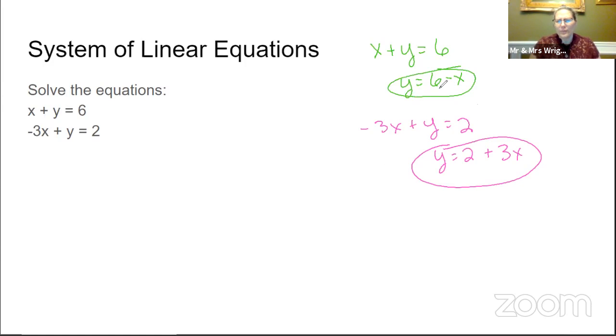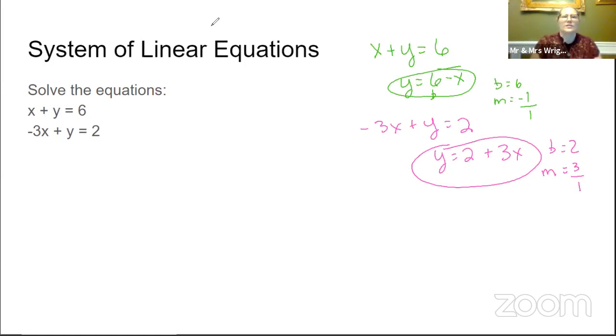Now, these will be easy enough to graph because I know that b is my constant, right? Here b equals 6, and my slope is going to equal negative 1 over 1 because it's the coefficient before the variable, right? So for the second equation, what is my constant? It's 2. And what is my slope? It's a positive 3 over 1.